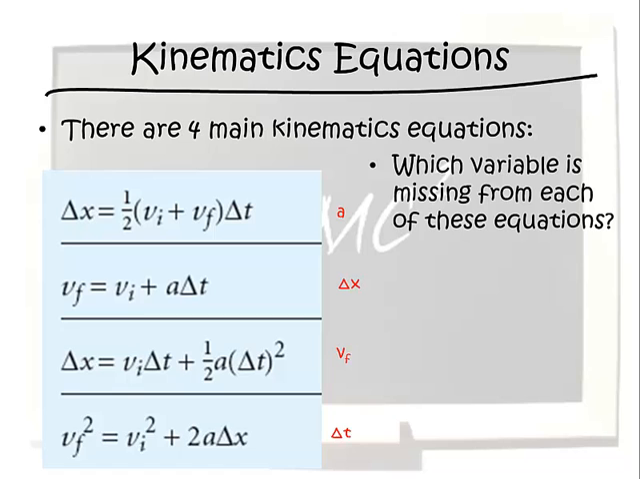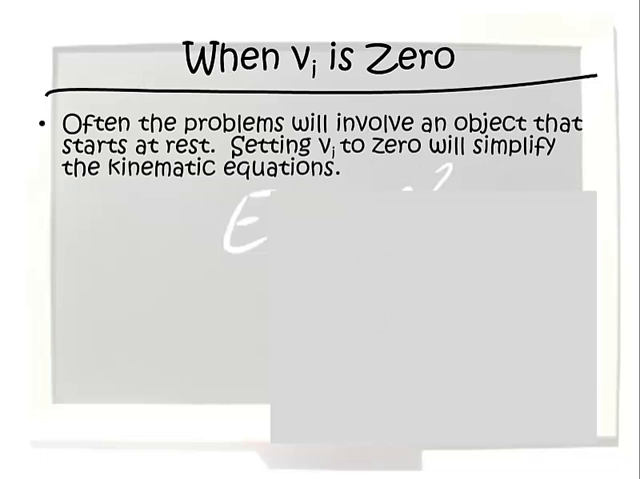You may have noticed that there's no equation that does not have initial velocity. The initial velocity will always be given, or it will be what you're solving for, or the object will start from rest. And if that happens, it makes things easier. When an object starts at rest, its vi is 0.